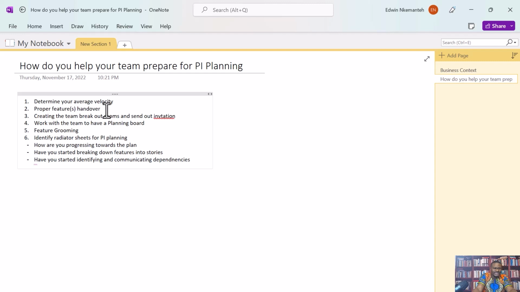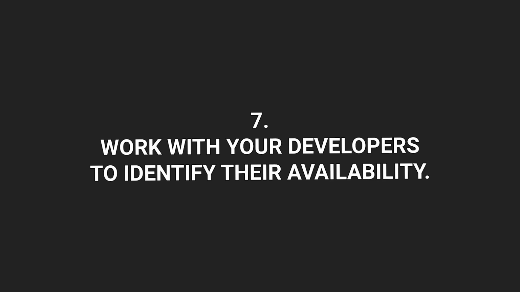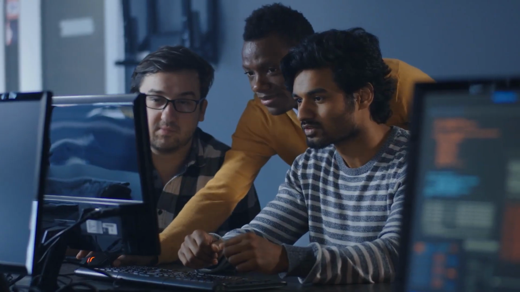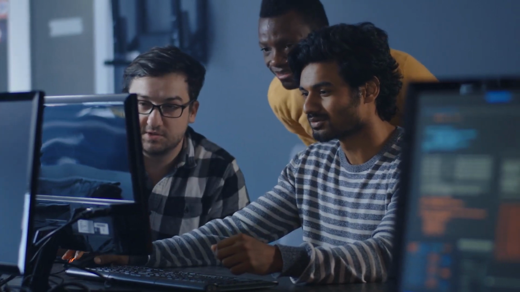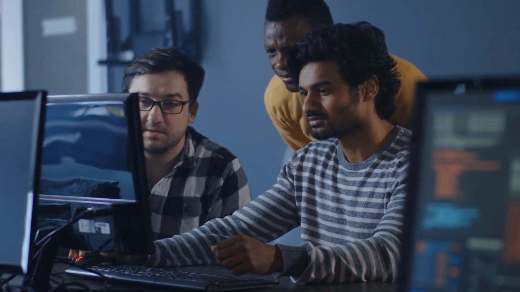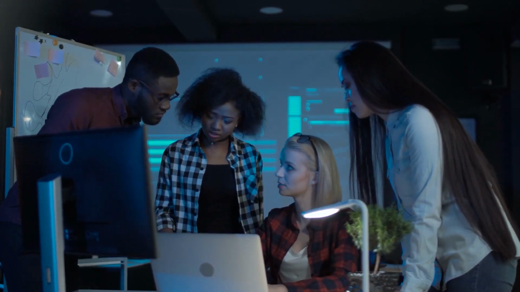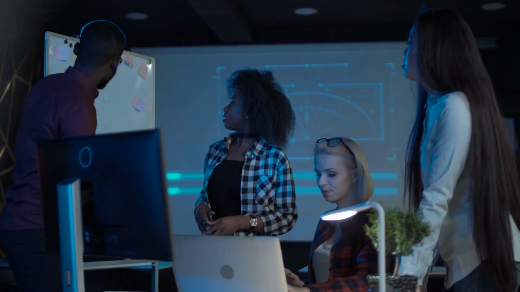And last but not the least, number 7, which is very important: work with your developers to identify their availability. Why is that important, guys? Everything we plan revolves around what? Capacity, their availability to execute. So you want to make sure you're working with your developers to clearly capture days that they plan to be off across the entire program increment, across the 10 weeks, across the 12 weeks.